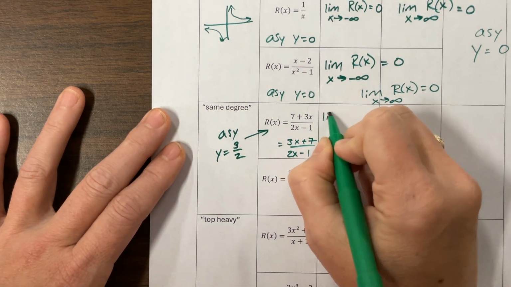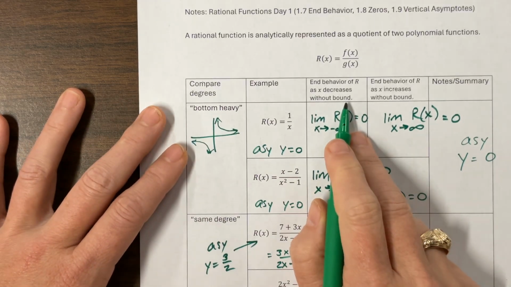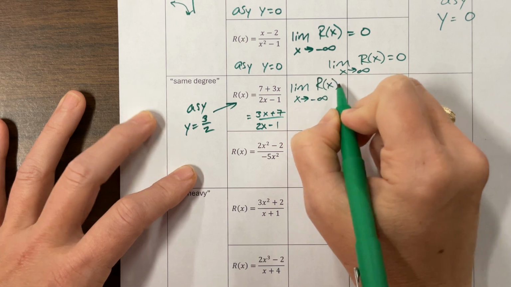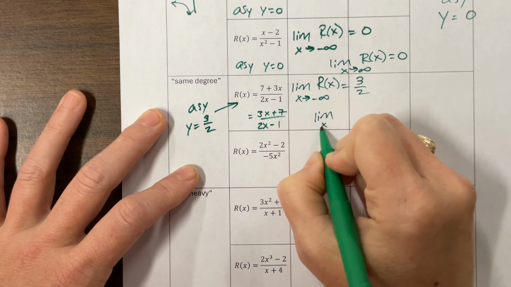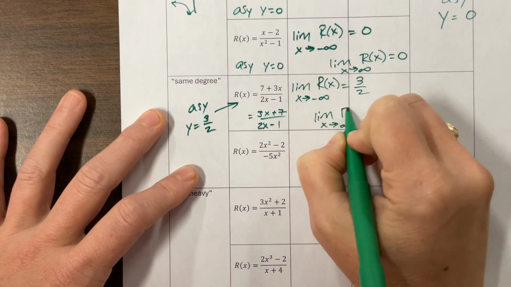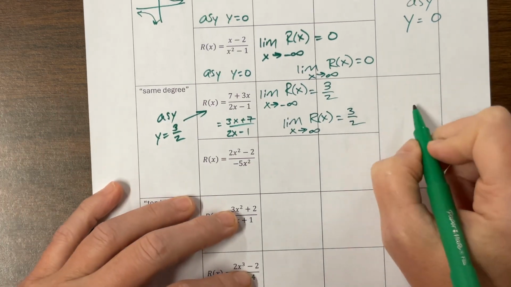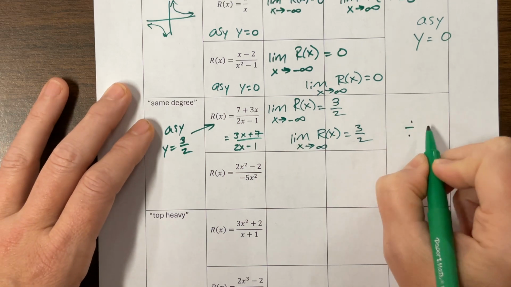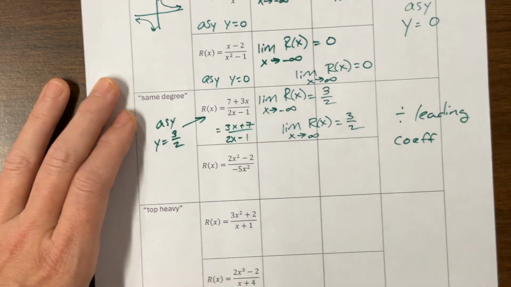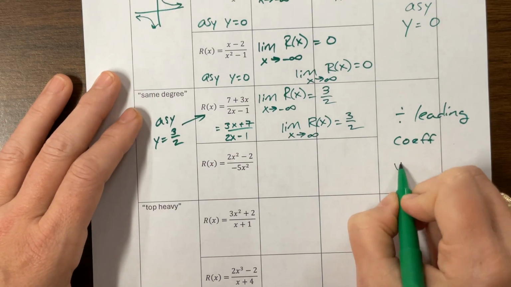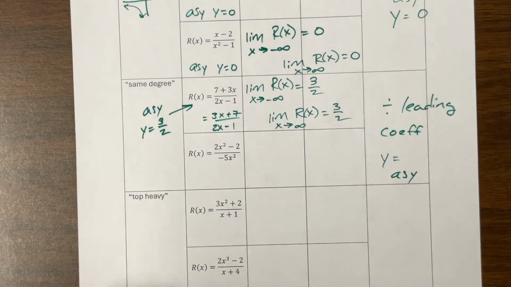And so the limit here, as x goes to negative infinity, decreases without bound, of r of x is going to equal that asymptote 3/2. Then also the limit as x goes to positive infinity of r of x will be equal to that same asymptote 3/2. Okay, so the note in the summary is divide leading coefficients. I'm too lazy to write it out, but divide leading coefficients, and it's going to be y equals whatever is your asymptote. Those notes are less than perfect, but hopefully I'm making sense to you.